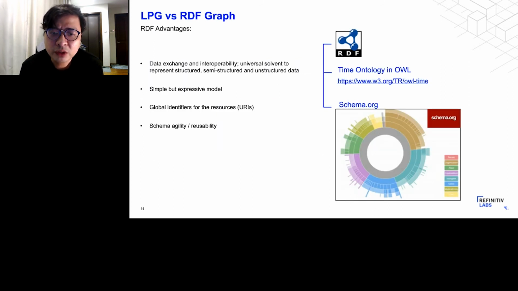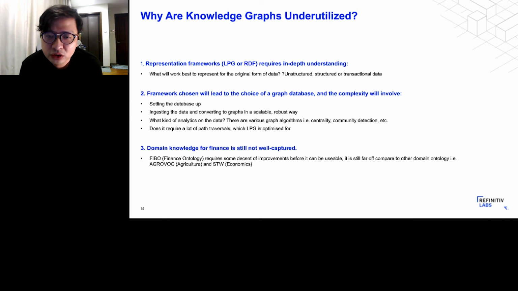To recap, why we use RDF compared to LPG is because there are existing open standards out there, for example, time ontology and schema.org. All these facilitate the ease of creating a knowledge graph by reusing these schemas that can be imported easily. So next, I will come to the question of why knowledge graphs are underutilized.